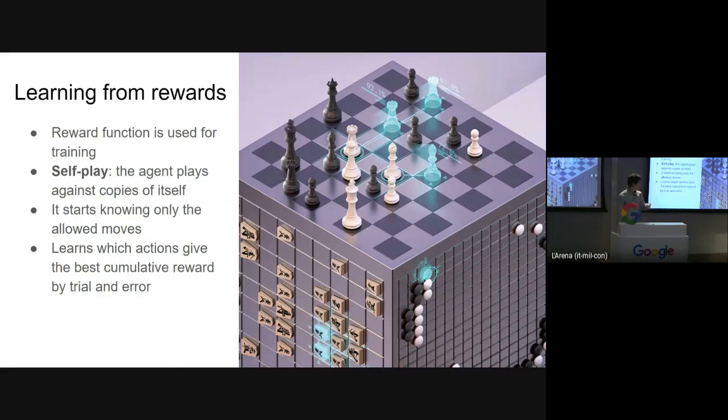The self-play strategy for training was used for the famous AlphaZero algorithm developed by DeepMind, when actually playing against itself, the algorithm learned how to play chess on a superhuman level, just in 4 hours.